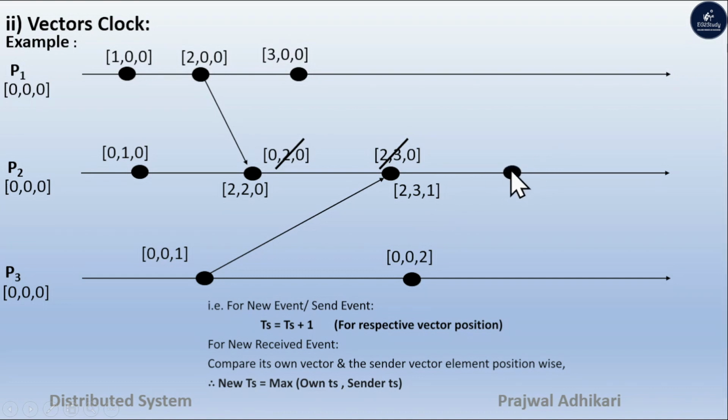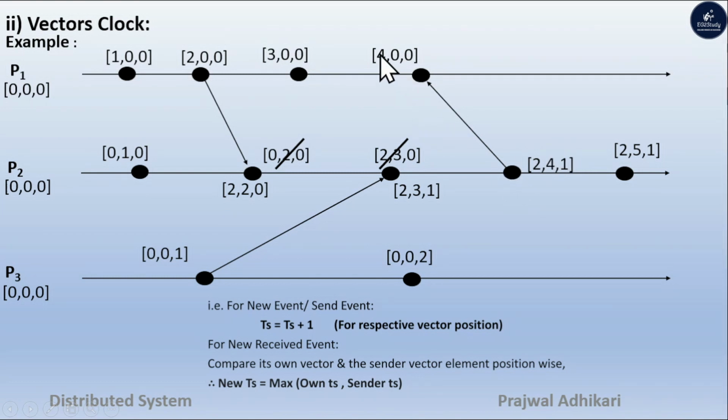If a new event occurs, then it will be incremented to 2, 4, 1. Like this. If this is a new event, then 2, 5, 1 will be the new timestamp. If a new event occurs in P1, then this 3 will be changed to 4. And again, if this is the receiving event, then this will be changed to a new timestamp by looking at the maximum between this timestamp and the timestamp of this P2.